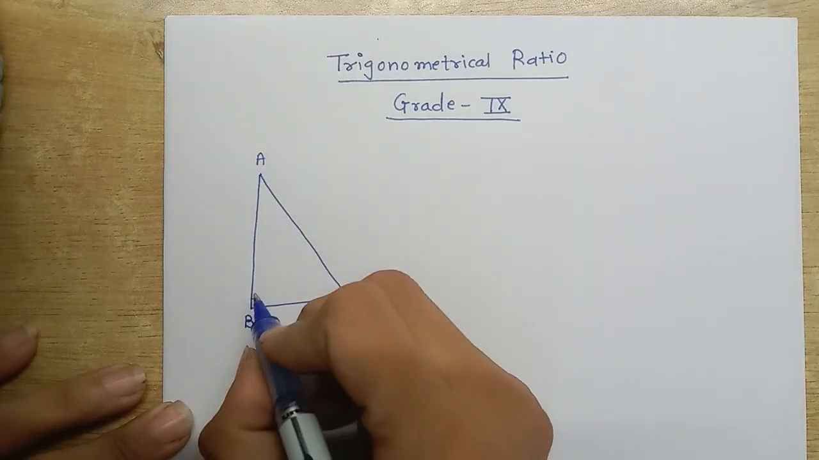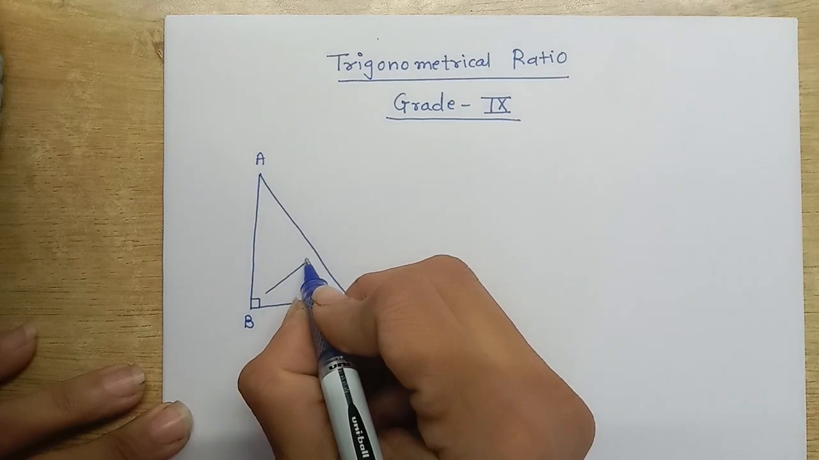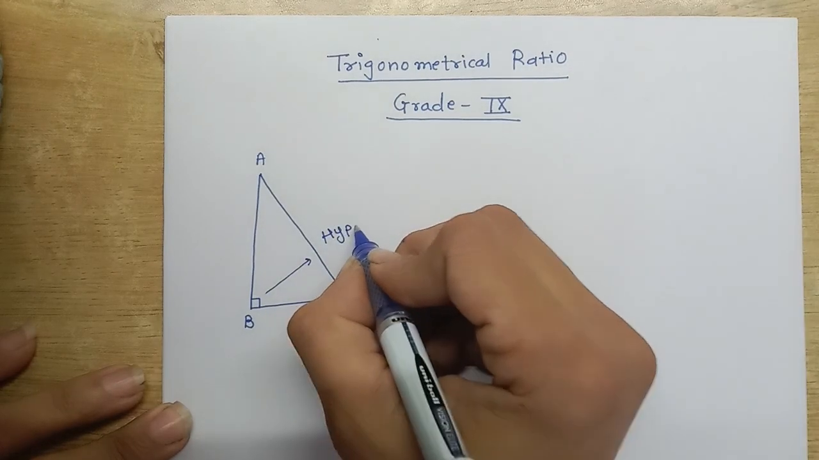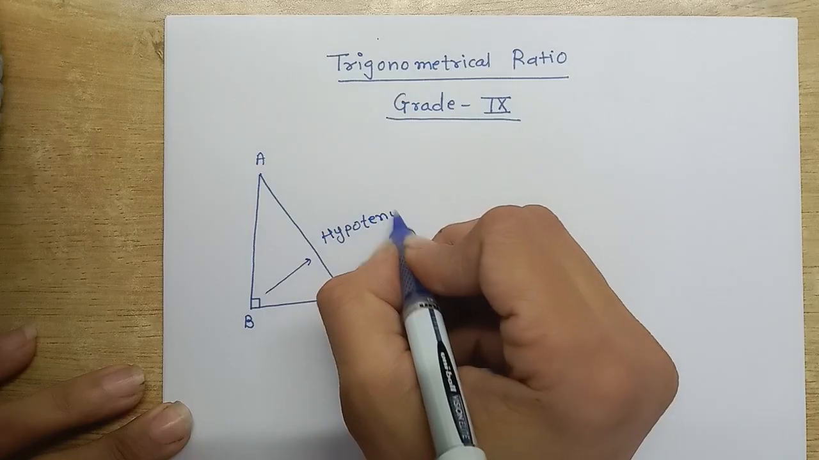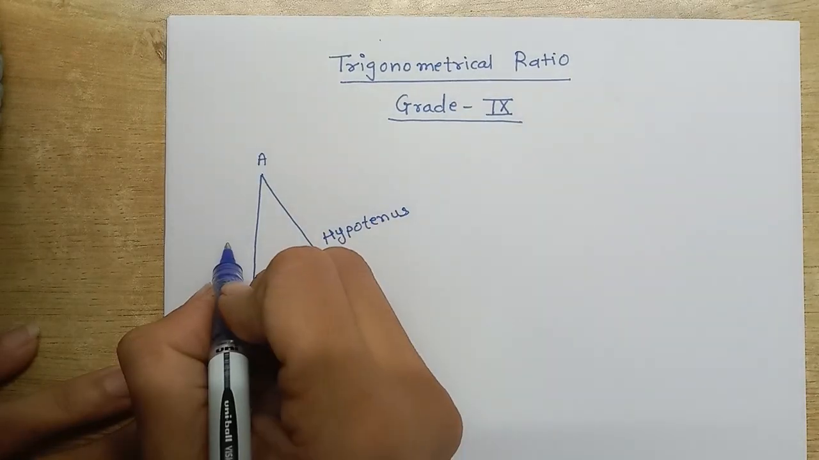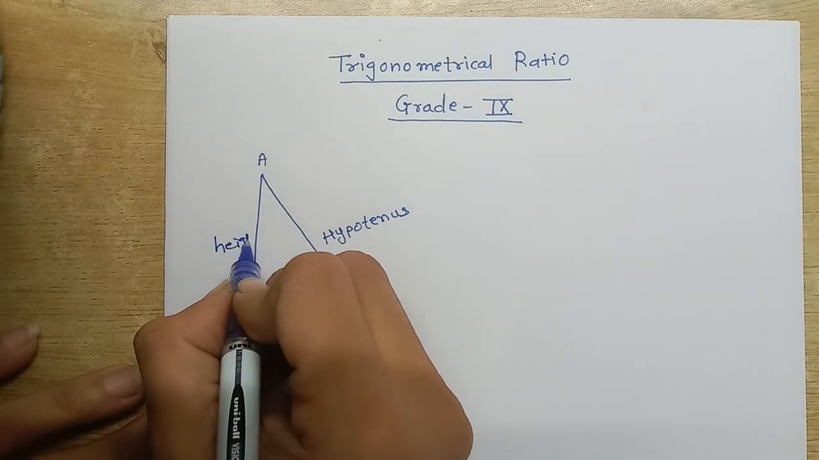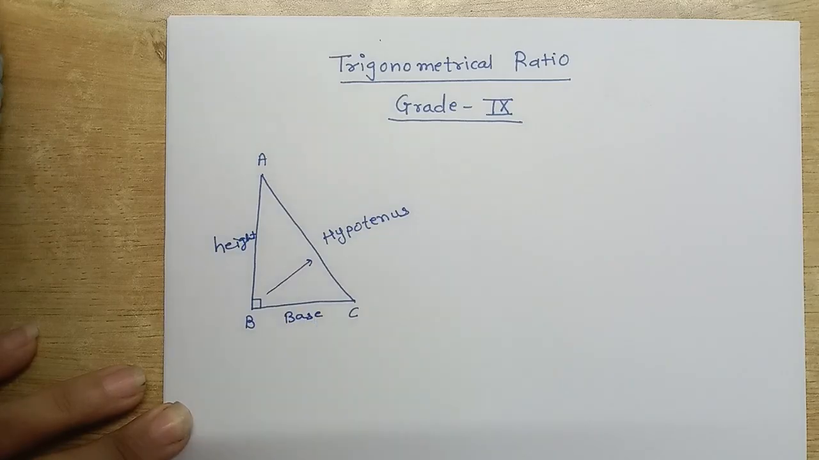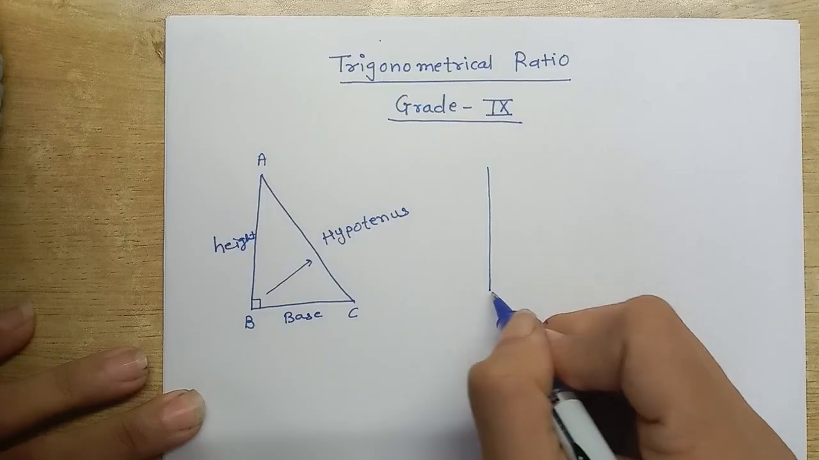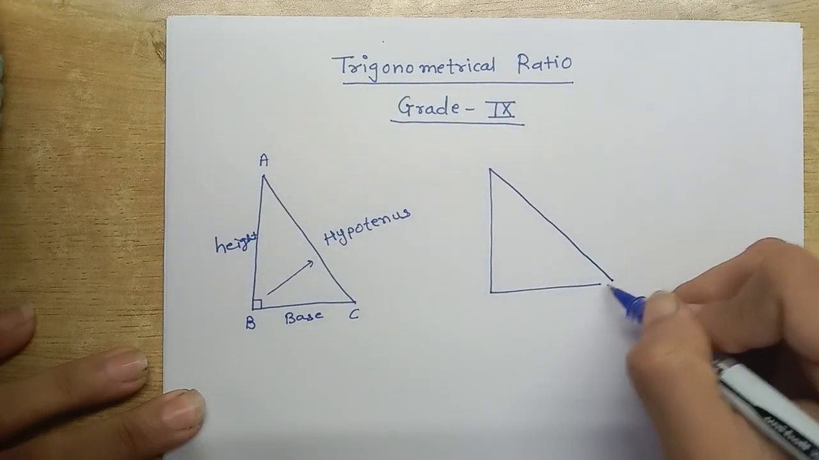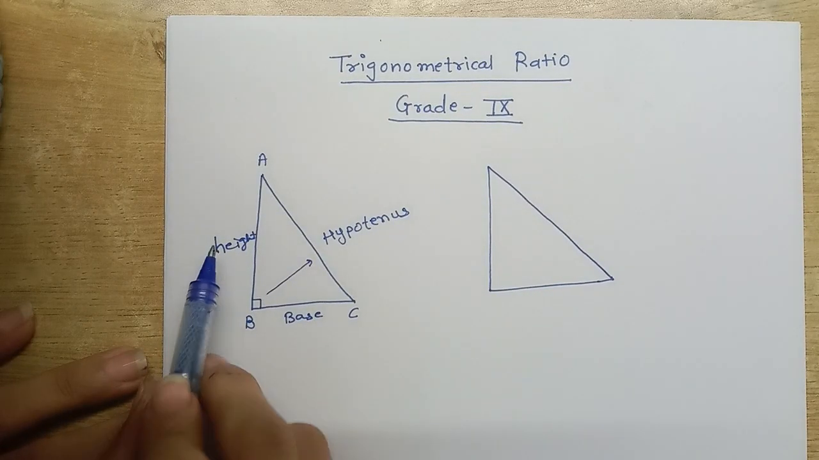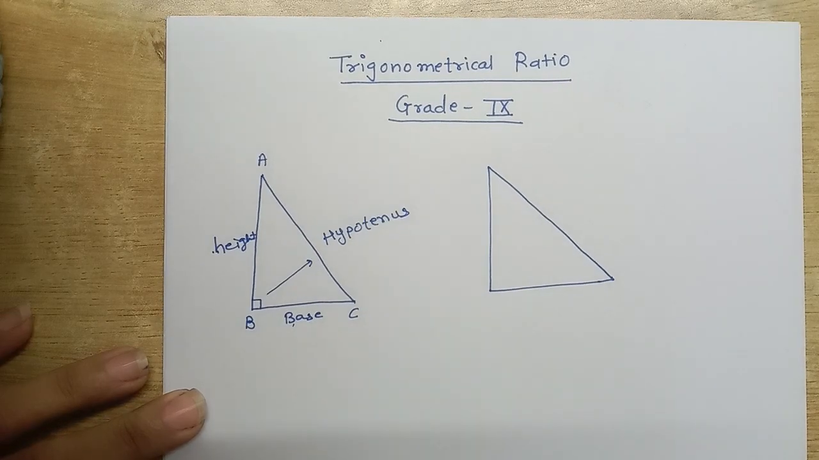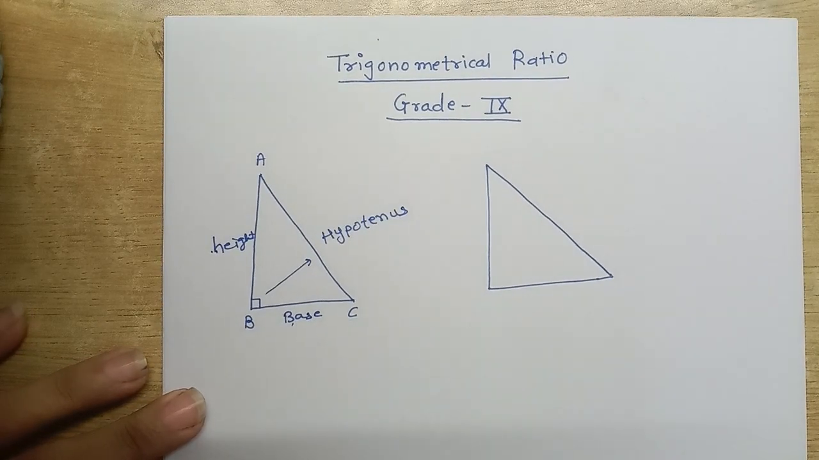So we all know that the opposite of the right angle in a right angle triangle is the hypotenuse. This will be our height and this will be our base. But in trigonometrical ratio, the height and the base change according to the notified angle.